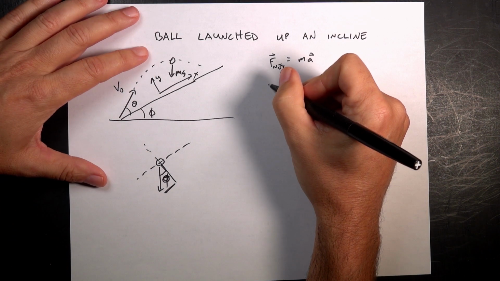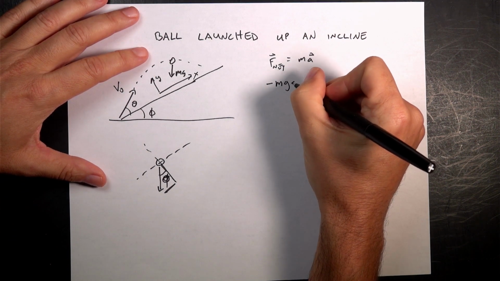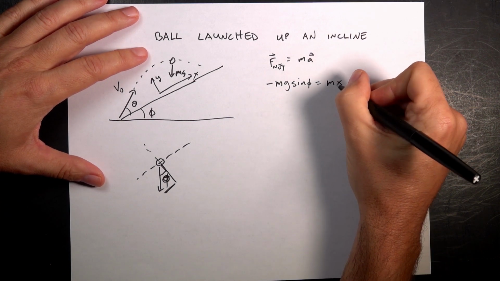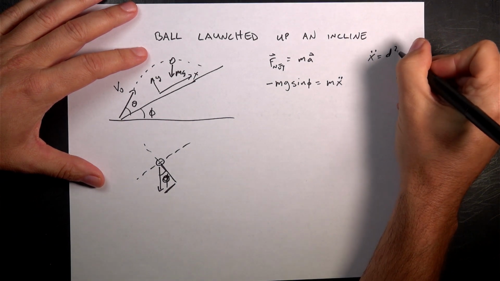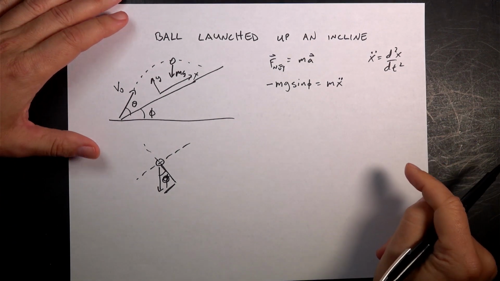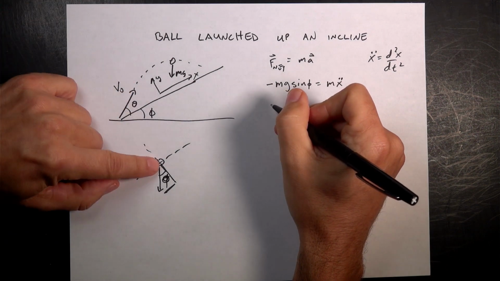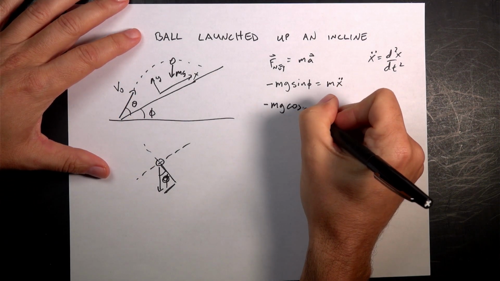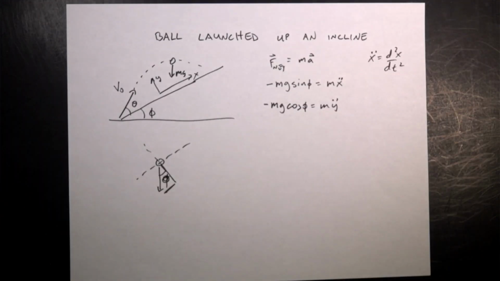In the x direction, I get negative mg sine phi equals m x double dot. Here I'm using this dot notation where x double dot is the second derivative of x with respect to time. That's the way we do it in classical mechanics. We use this dot stuff because it looks cool. And then in the y direction, I have something similar, negative mg cosine phi equals m y double dot. And the m's cancel in both those cases.